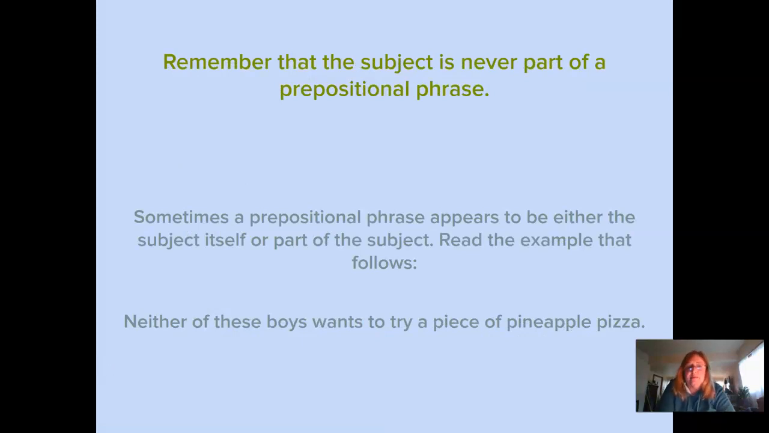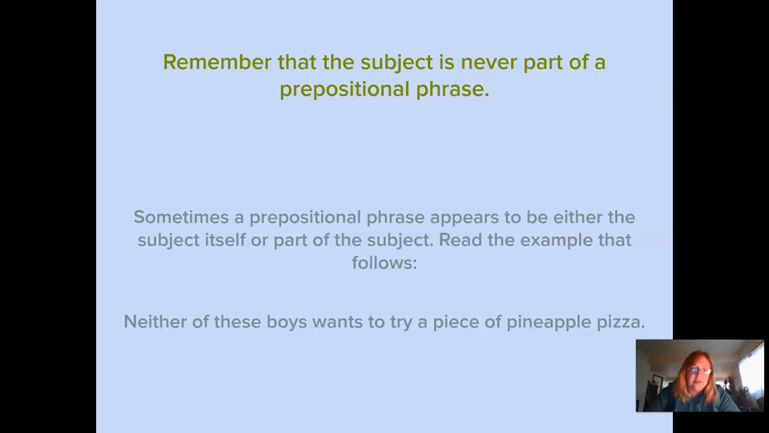Important note, a subject is never part of a prepositional phrase. So this is a very, very easy misunderstanding, and people often identify a word as the subject because it looks like it makes a lot of sense. So if you take a look at this example, neither of these boys wants to try a piece of pineapple pizza. Well, my verb is wants, so I have to find out who wants to do something. And I look in front of it and it says boys. Well, that would make perfect sense.